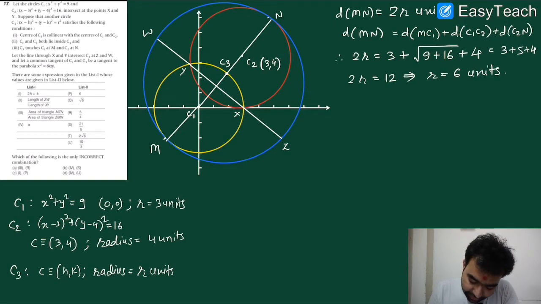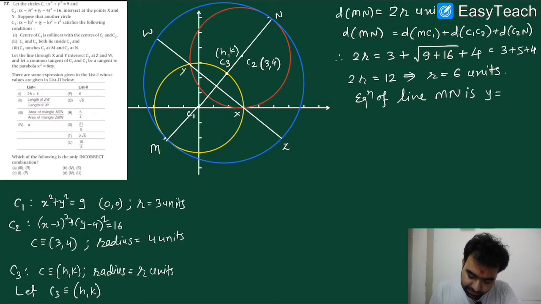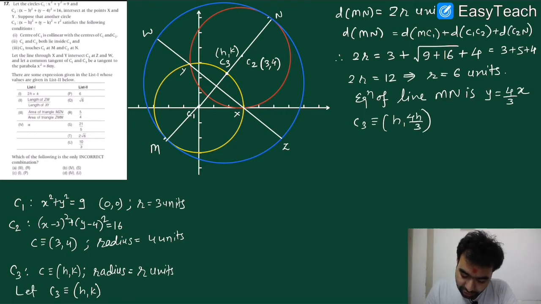Now let us first calculate the coordinates of C3. Let C3, the center of the third circle, be h comma k. Now the equation of line MN is y is equal to mx, where m is the slope, slope is y2 minus y1 upon x2 minus x1. So C3 will be h comma 4h by 3. This is the center of the third circle.